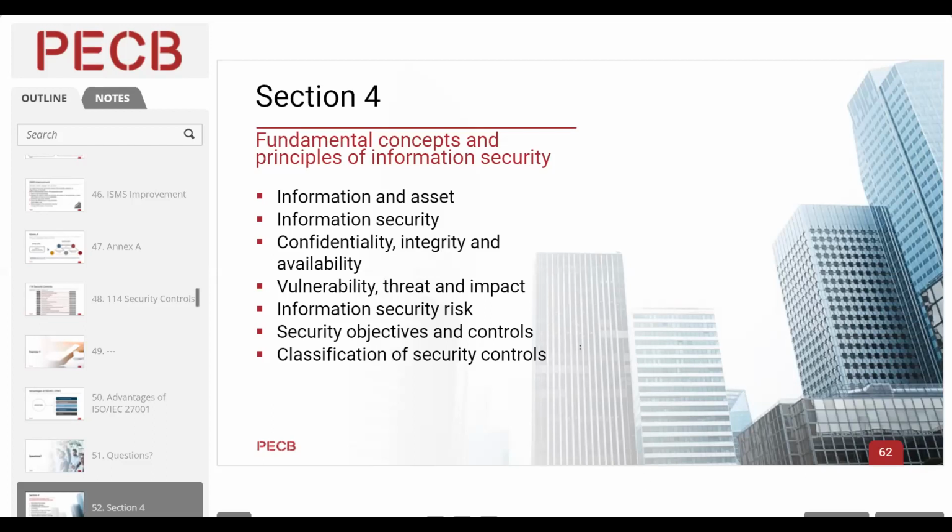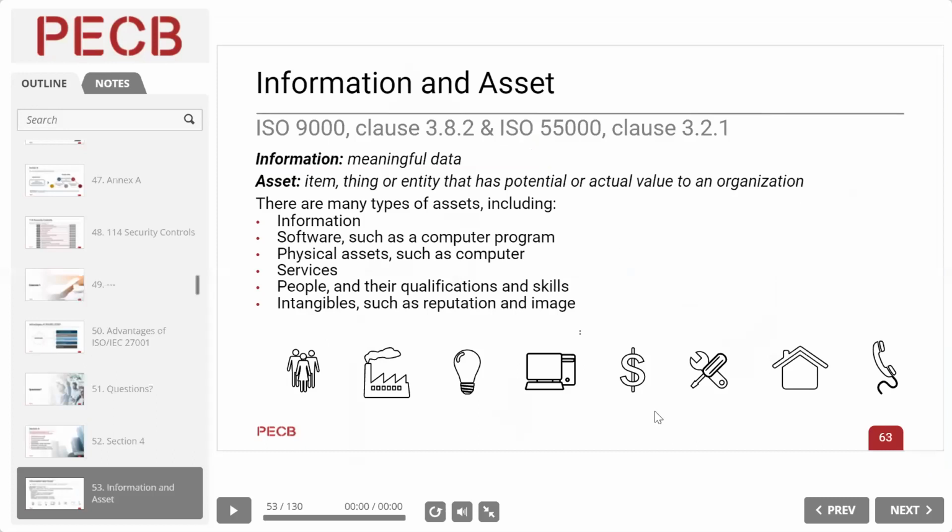Okay, so let's crack on. We're going to look at the fundamental concepts of information security. We need to have a good understanding of the philosophy, the ethos behind information security.